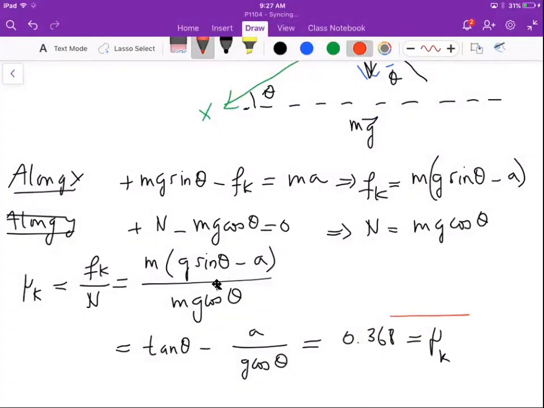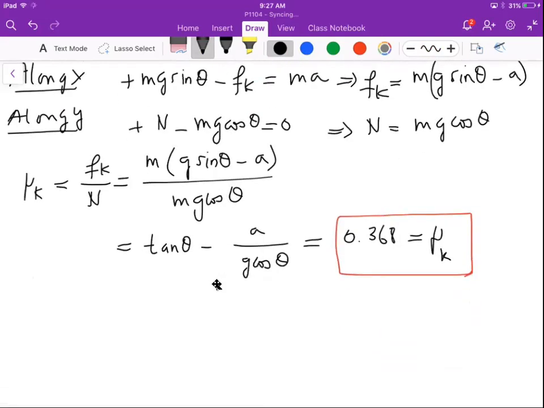And don't forget that for mu k there is no unit, because mu k is the ratio between two forces. It's the friction force divided by the normal force, and the friction force is expressed in Newton, and the normal force is also expressed in Newton. So as a result mu k has no unit. It's just a number that is smaller than 1.